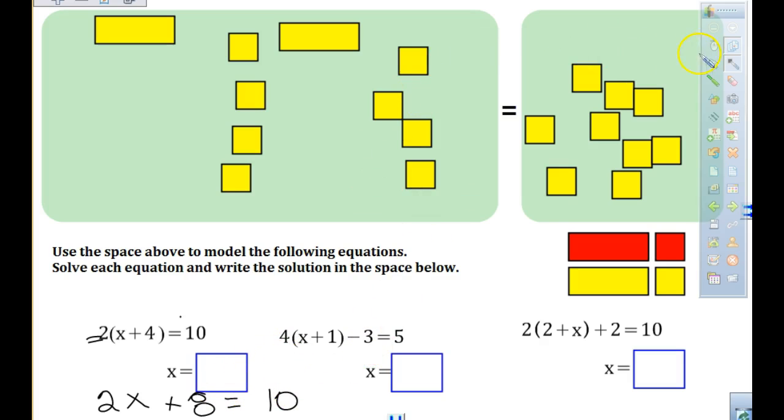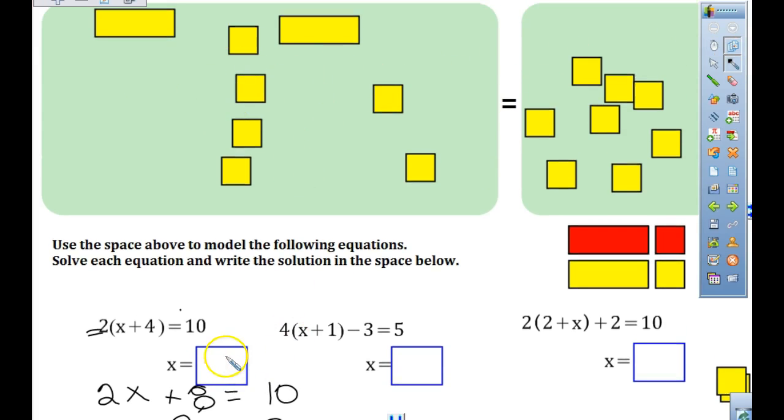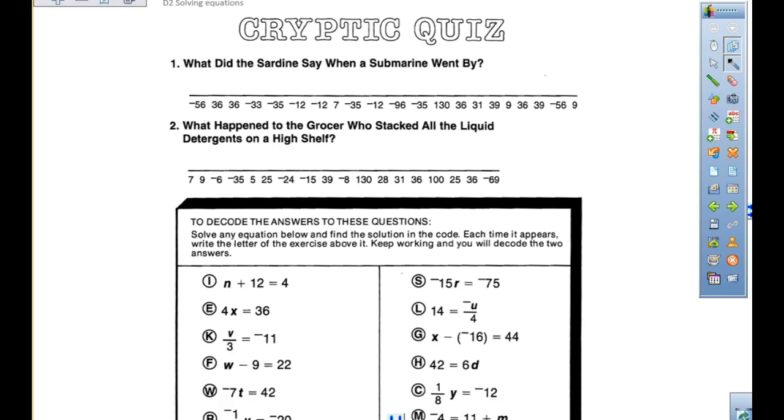If I remove these 8 and take them off our desk, and I remove 8 from the other side, what am I left with? I should be left with 2. So we're going to have 2x equals 2, which means if I only have 2 left on this side, and I have 2 x's, what is my x equal to? 1.